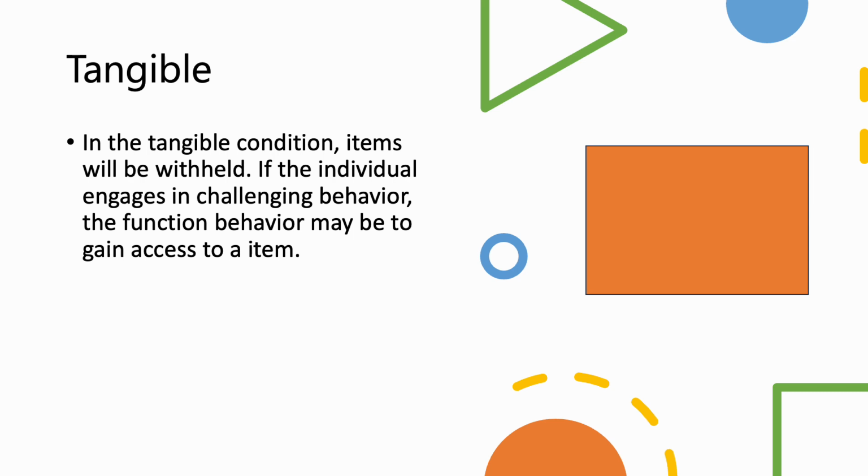So once you get to this tangible condition, you remove the iPad. And if the client engages in maybe a tantrum or they drop to the floor or they aggress physically, for the iPad, you give it to them, and that's going to be reinforcing that behavior. But that shows you, if that behavior stops, it shows you that the function of that behavior is to gain access to a tangible item.